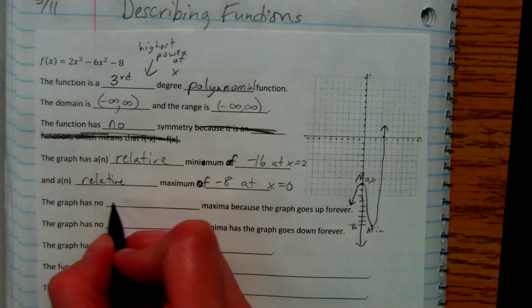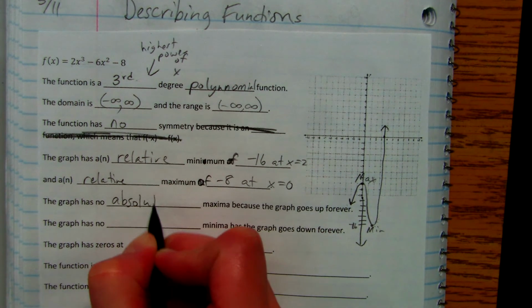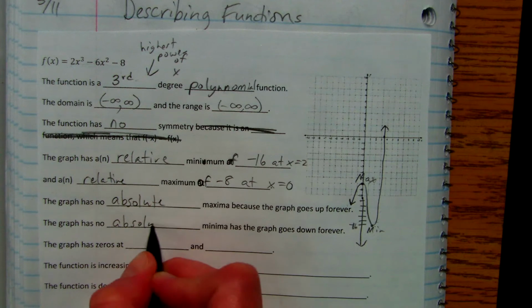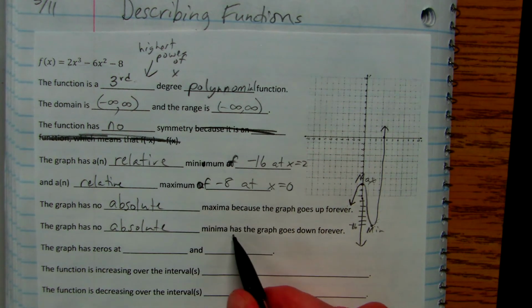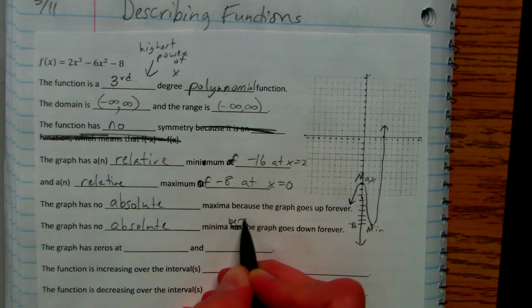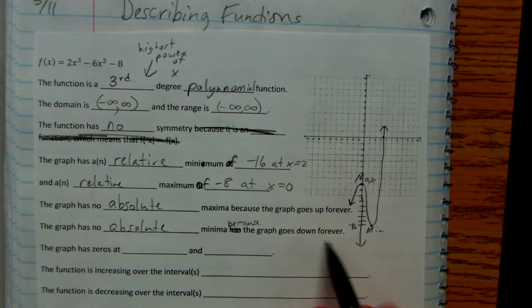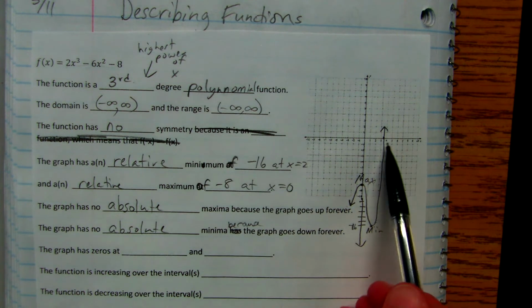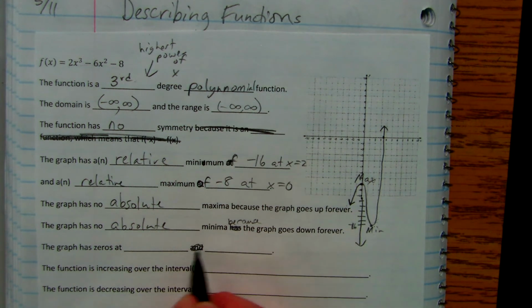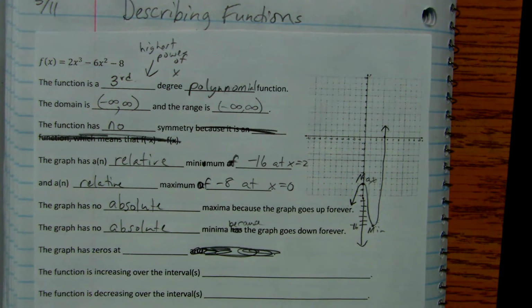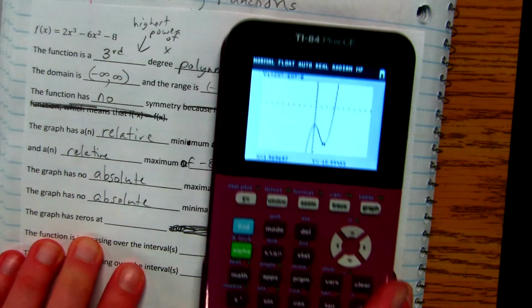The graph has no absolute maxima because the graph goes up forever. It has no absolute minima because the graph goes down forever, except evidently I have a lot of typos, sorry. So the graph has zeros at, it only has 1 zero, so I didn't actually need the second blank. And it's between 3 and 4. Instead of just guesstimating that, we can use the calculator to figure out what that is.